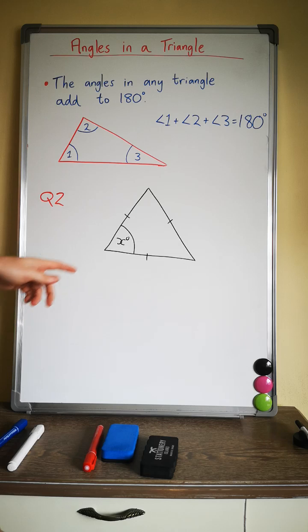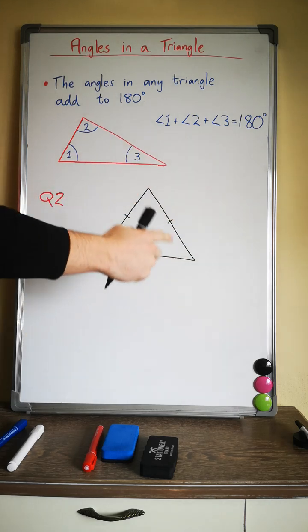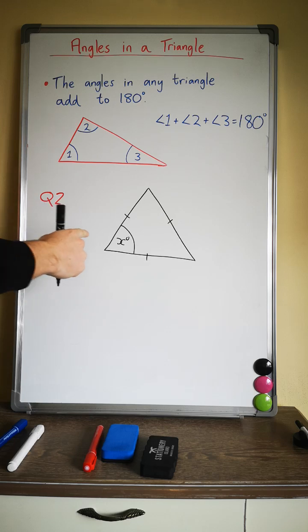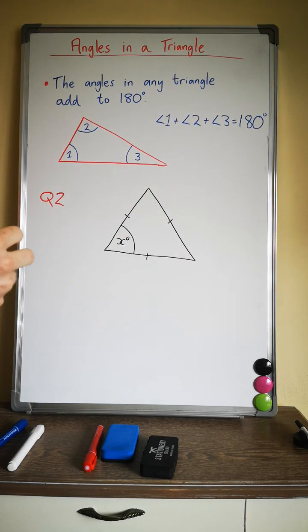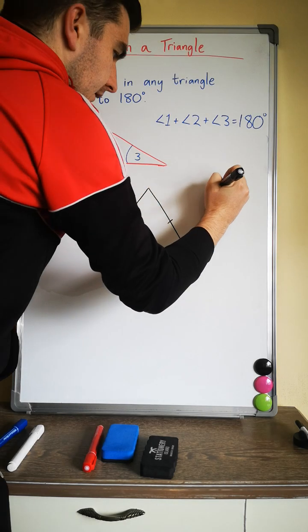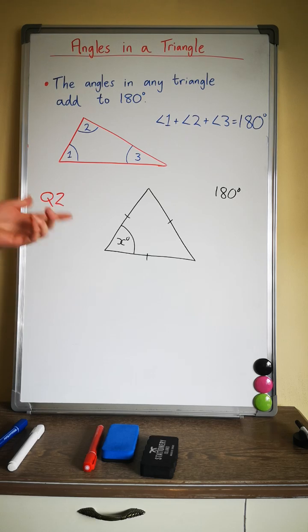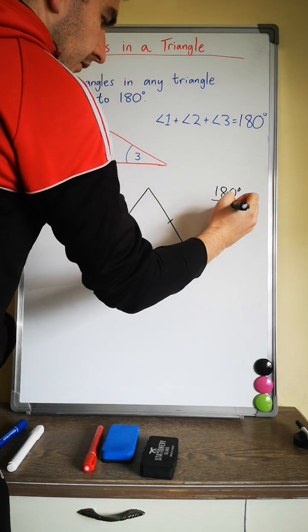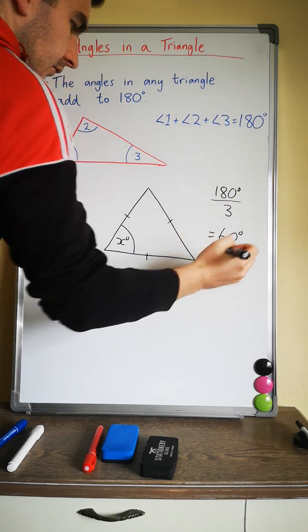Now I'm not giving you any numbers, look at this, but I am giving you the lines to show that all three sides are the same. You know that in the equilateral triangle, when all three sides are the same, all angles have to be the same. So if we know the three angles add up to 180 degrees, and there's three angles in total, you divide that by 3 to get 60 degrees.